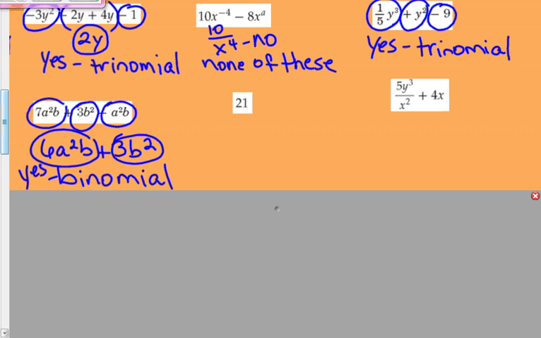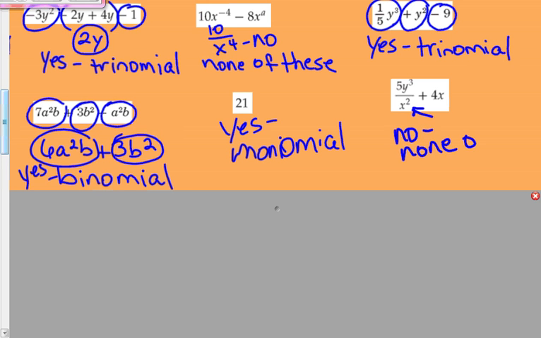Okay, a constant, a single term is yes, but this one is a monomial because it's one term. If I can spell it right, monomial. All right, and then the last one. Again, we have a variable in the denominator. So no, none of these, because you cannot have a variable in the denominator. If you look back up to the middle one, this 10x to the negative 4, you also have a variable as an exponent. And that's another reason that can't happen either.